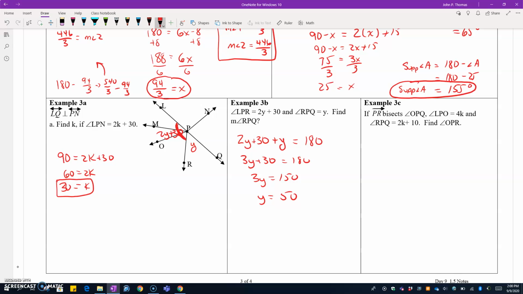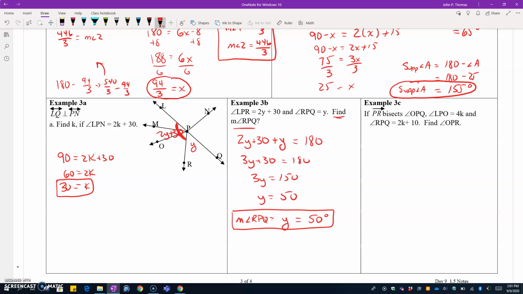So I'm going to go back and check and make sure I'm answering the question, and this time it says find the measure of angle RPQ. So we need to do a little bit more. The measure of angle RPQ is given by y, which in this case is just 50. So it did ask us to find the angle. This particular problem, though, the angle and the variable were the same value, but we want to make sure that we label that answer correctly so that we are answering their question.